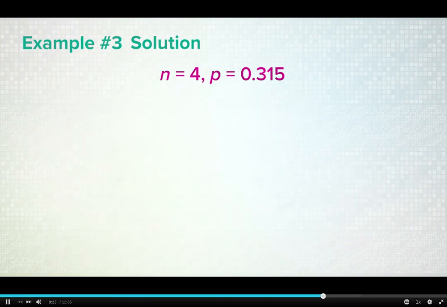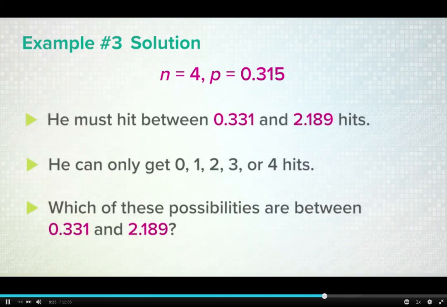But can he get 1.2 hits or 2.05 hits? No, he can only get 0, 1, 2, 3, or 4 hits in this game. So looking at my range, 0.331 to 2.189, which one of those possibilities falls within that range? Well, there are only 2, 1 or 2. So even though I'm asking you what's the probability he gets within 1 standard deviation of the mean, I'm really asking you what's the probability that he gets 1 or 2 hits.